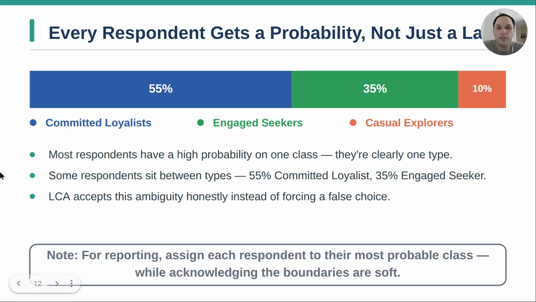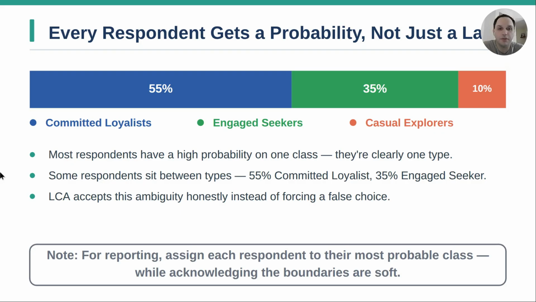Here's what the probability assignments look like for individual respondents. Most respondents have a high probability on one class and low probabilities on the others. They're clearly one type, but some respondents sit more ambiguously between types. Imagine a respondent who buys weekly and recommends enthusiastically. That sounds Committed Loyalist, but also shops specialty channels and has switched brands twice in the last year. That sounds more like an Engaged Seeker.